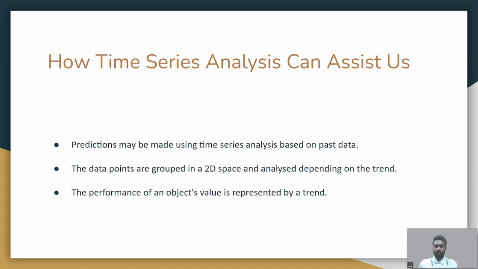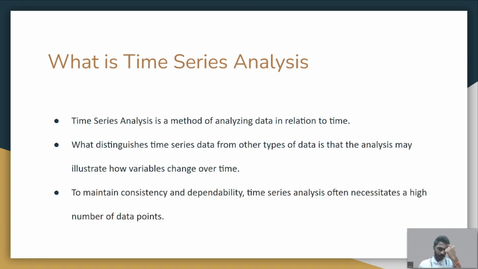This is what we do for our analysis, but not for systems analysis or algorithms analysis. The performance of an object's value is represented by a trend. And trend over here is nothing but how the patterns are occurring in the graphs. Based on that, it's known as trend. Moving on. What is time series analysis?